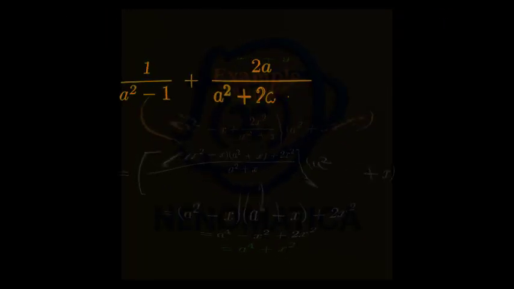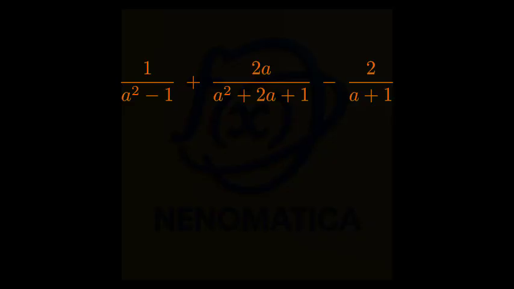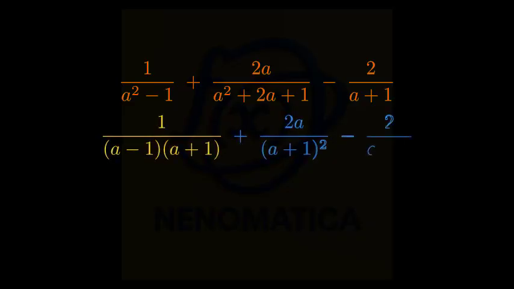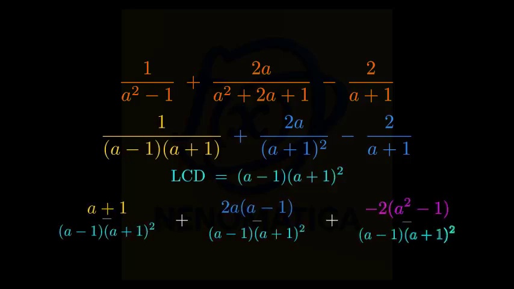The expression is 1 over a squared minus 1, plus 2 over a squared plus 2a plus 1, minus 2 over a plus 1. Start by factoring each denominator: a squared minus 1 factors as (a minus 1) times (a plus 1), and a squared plus 2a plus 1 factors as (a plus 1) squared. The least common denominator is (a minus 1) times (a plus 1) squared.